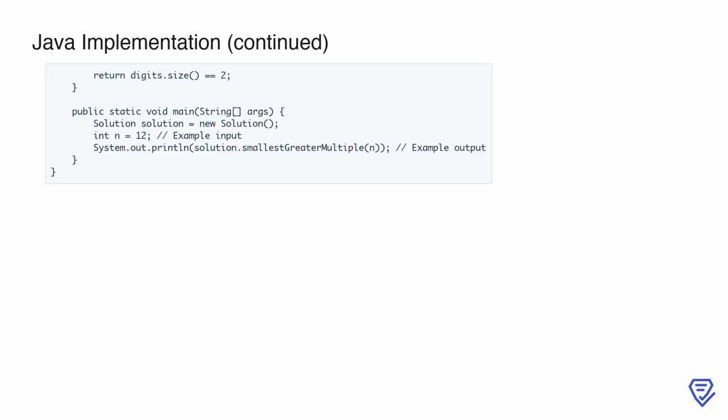Moving on, the main method is included to demonstrate how the solution can be tested. Here, we create an instance of the solution class and define an example input, n equals 12. The result of calling smallest greater multiple with this input is then printed to the console. This example showcases how the implementation works in practice, allowing us to verify that the solution correctly identifies the smallest multiple of n composed of exactly 2 distinct digits.